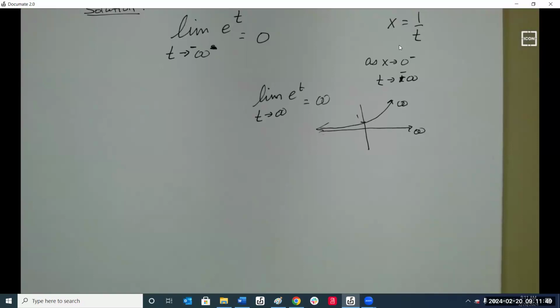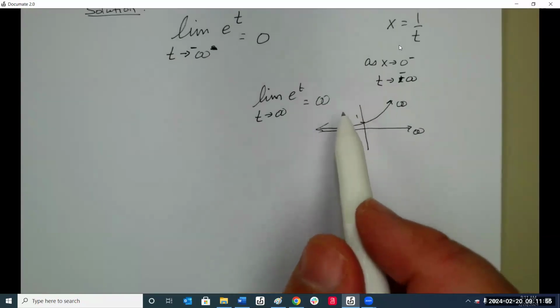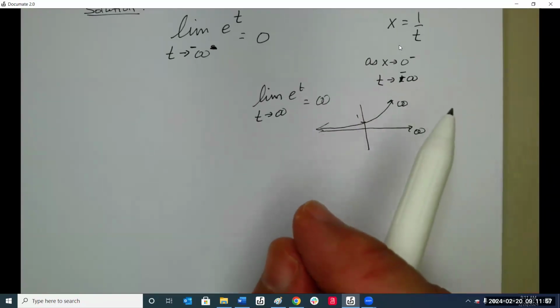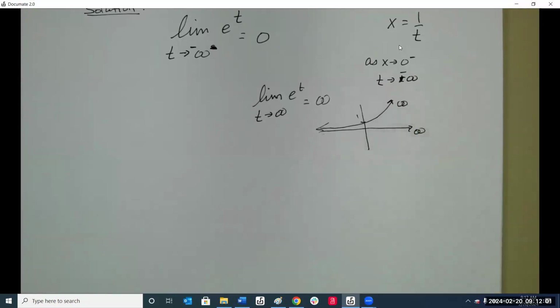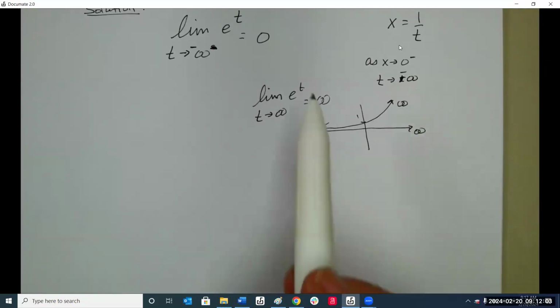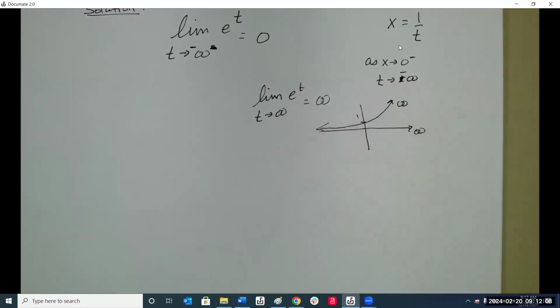Any questions about that? The side you're going to, whether it's positive or negative infinity, can affect the answer. 1 over x by itself, as x goes to either positive or negative infinity, is still 0. But when you have an exponential function, it goes to infinity on one side and goes to 0 on the other side.